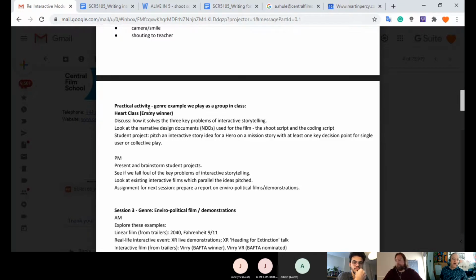So we'll play that to start with, and then you chew that over, and then the project for you for the afternoon is you pitch an interactive story idea for a hero on a mission story with at least one key decision point. So you pitch a basic idea for a story, and describe at least one good decision that would happen in that story.